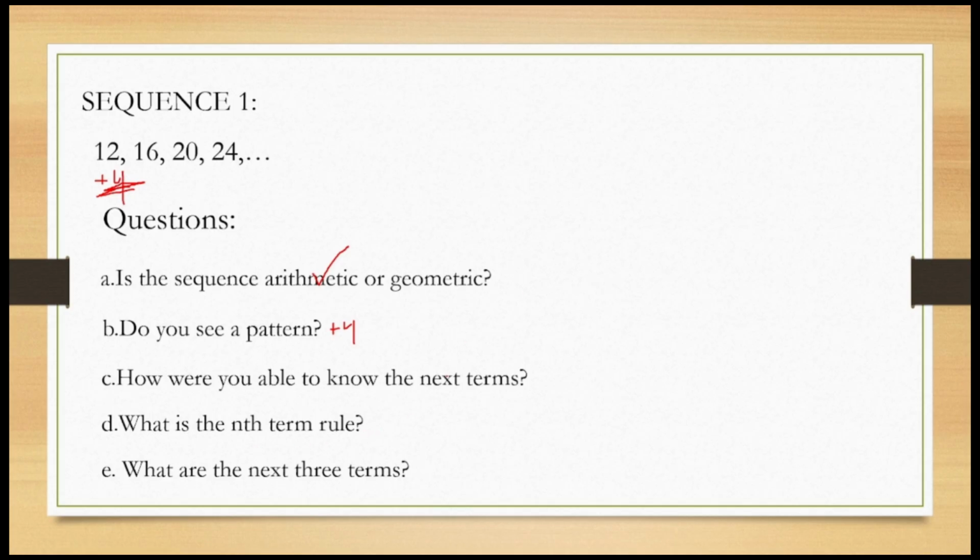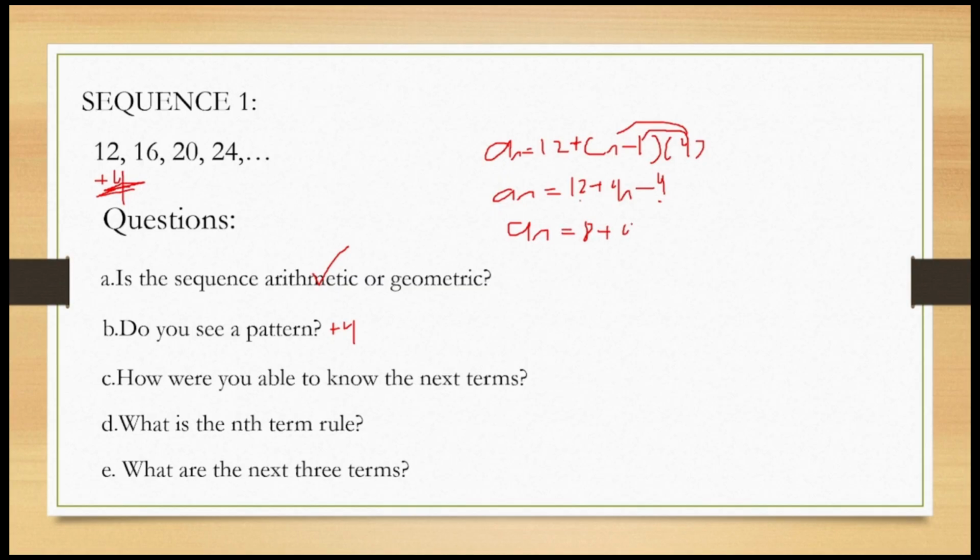What is the nth term rule? So let's solve for the nth term rule. an equals 12 plus n minus 1 times 4. So let's simplify using the distributive property: an equals 12 plus 4n minus 4. Add 12 and negative 4. So an equals 8 plus 4n. So this is the nth term rule.